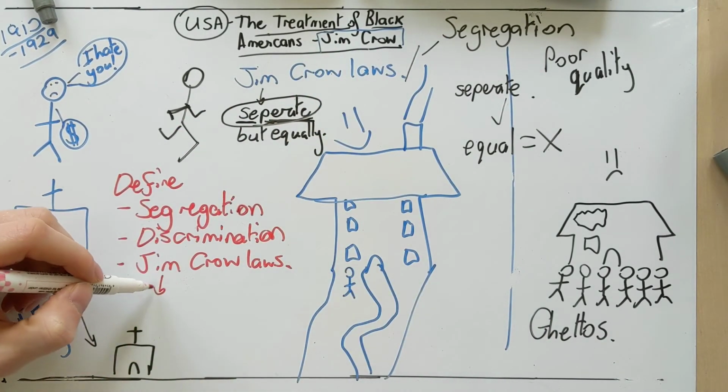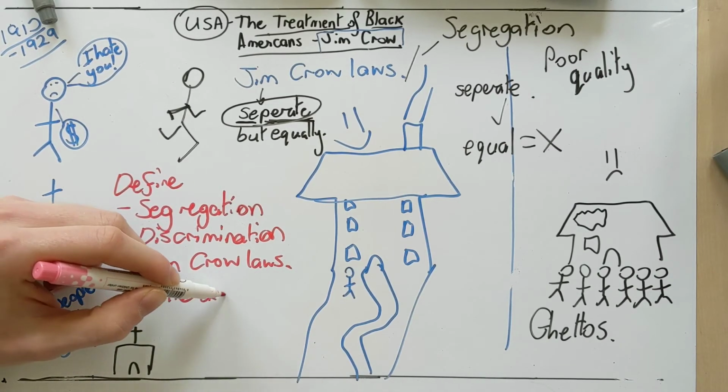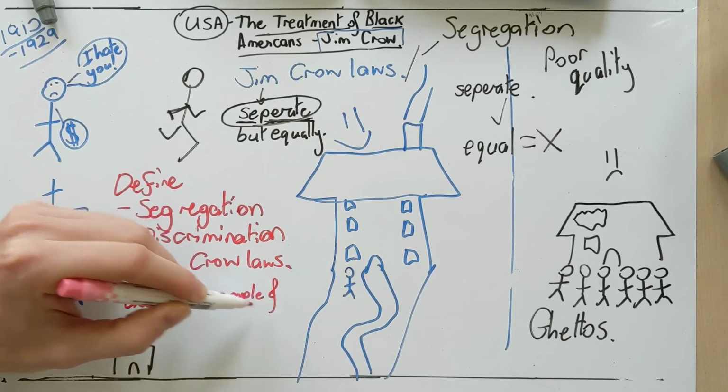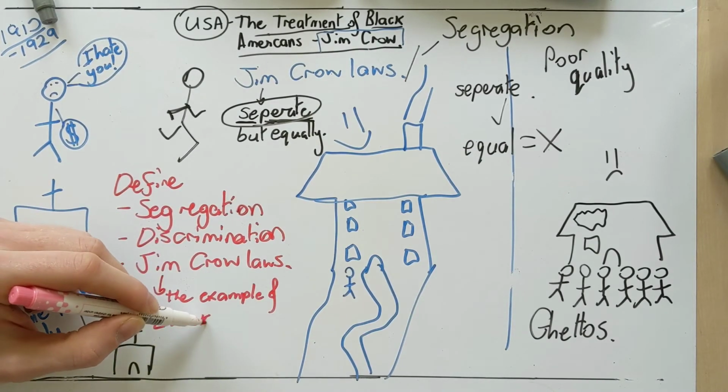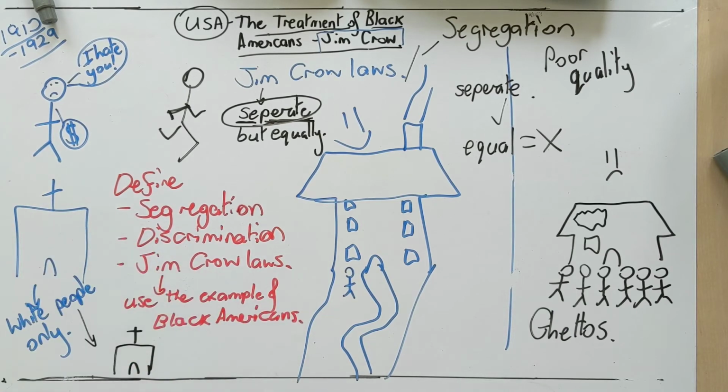And then after you've done that, I would like you to use the example of black Americans in your definition. Alright, so that should take you about 4 minutes, to make sure they're really, really good. If you want to go further than that, what you could do is draw a picture to make sure you're really thinking about your definition, to make sure you're thinking about it in a number of ways, to make sure you've got a really, really clear idea as to what these things mean and how they are applied to this time period.